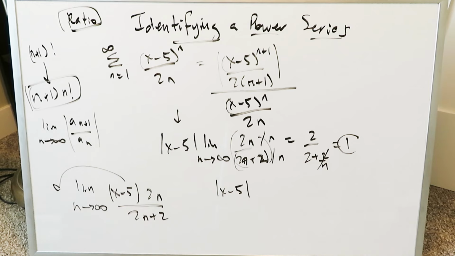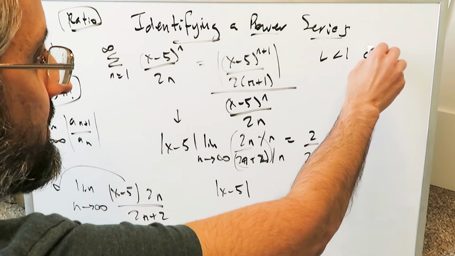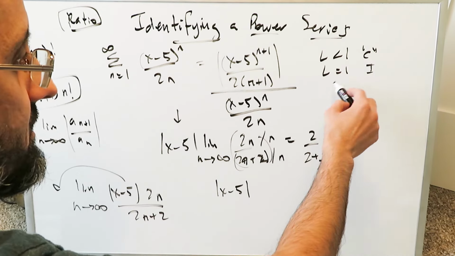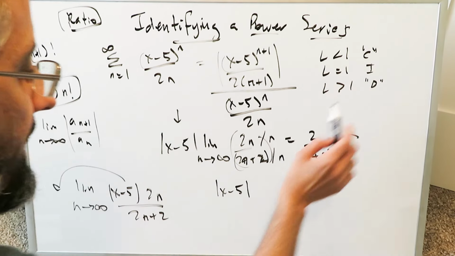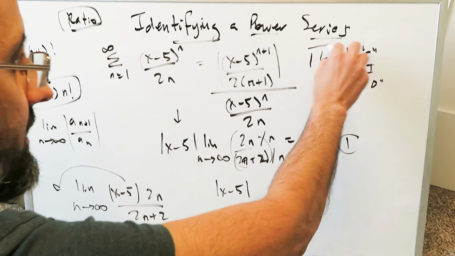X minus 5 will clue you in as to what values of x will give you convergence or divergence. With the ratio test, when the limit value is less than 1, you have convergence. When the limit value is equal to 1, the result is inconclusive. When the limit value is greater than 1, you have divergence. Bring that into play: x minus 5 in terms of absolute value.